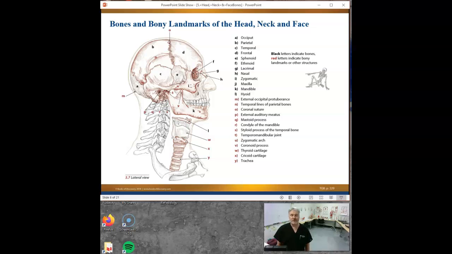We also see your external auditory meatus, your ear hole. That is how you hear, through your temporal bone. We also see the mastoid process back here, which is where those 3 muscles hook that we just talked about, in a high tension area.